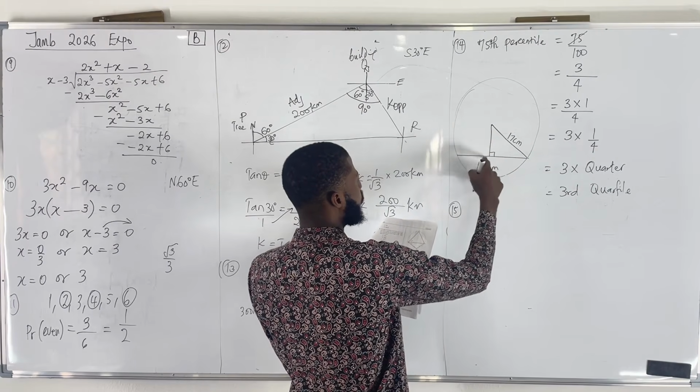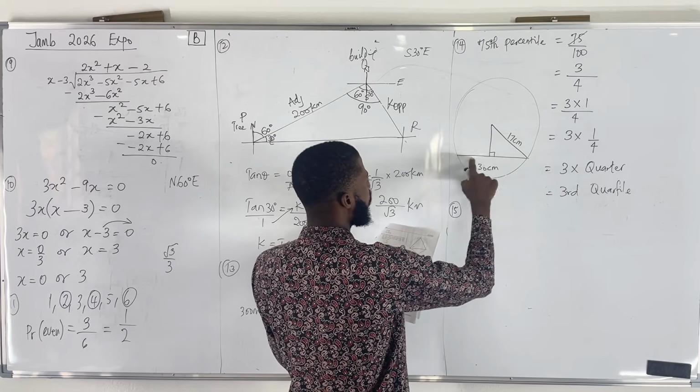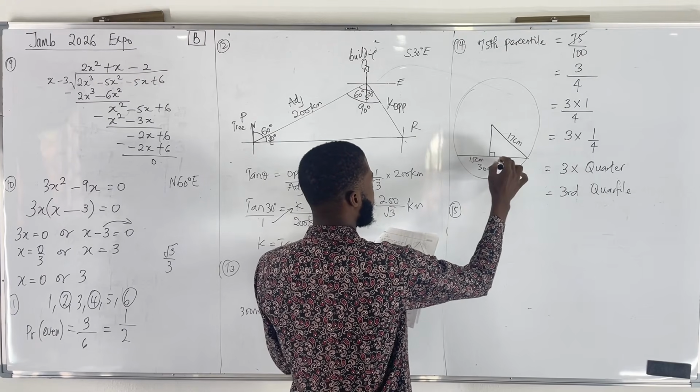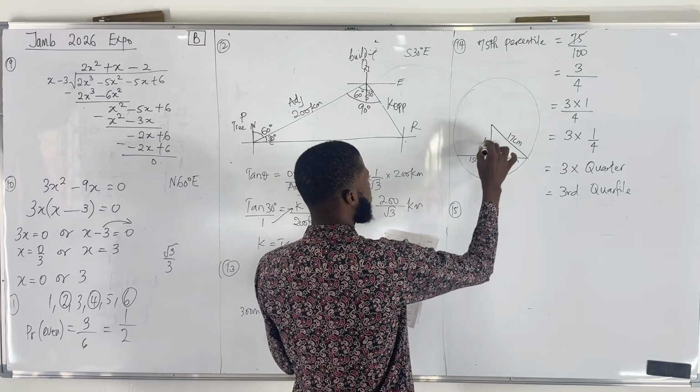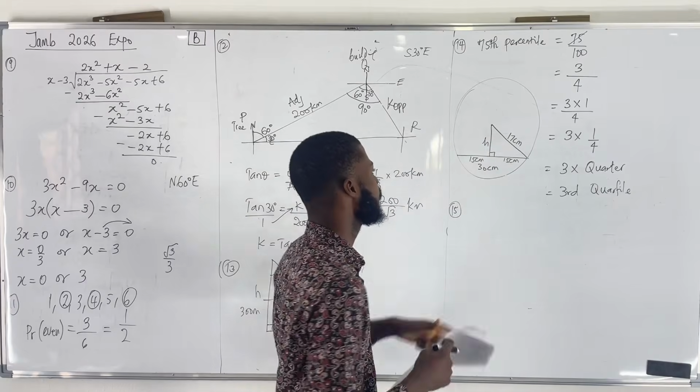Now this straight line would cut the chord into 2 equal parts. So if the chord was 30, 2 equal parts means this would be 15 cm, and this would be 15 cm. And we're asked to find h. What does this look like? It looks like Pythagoras' theorem.